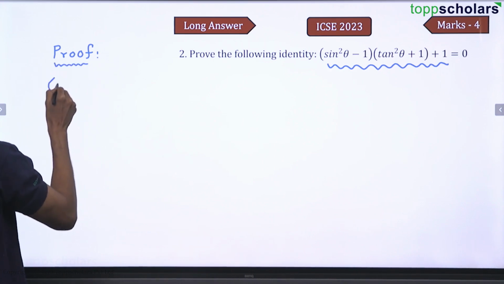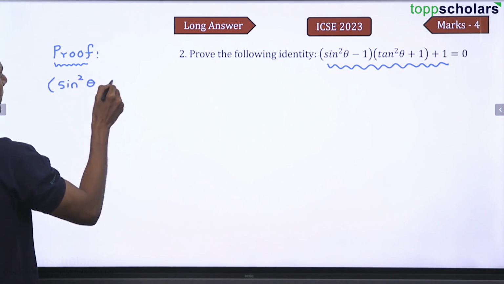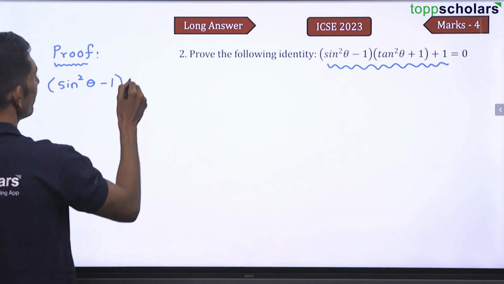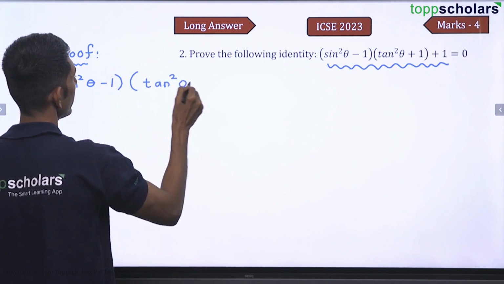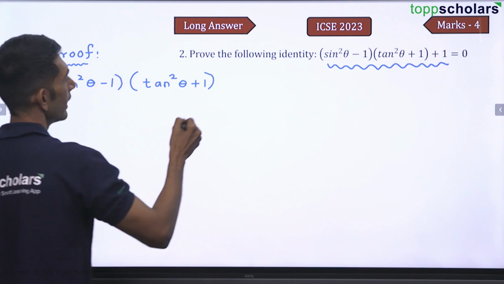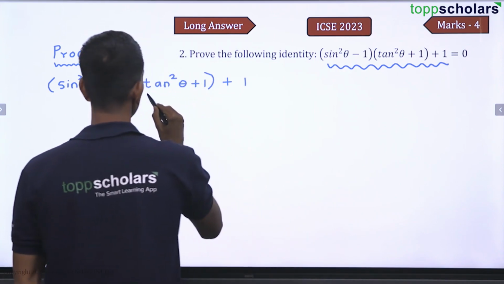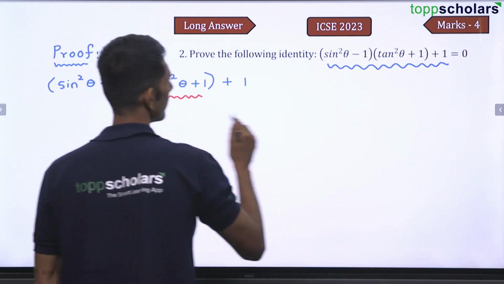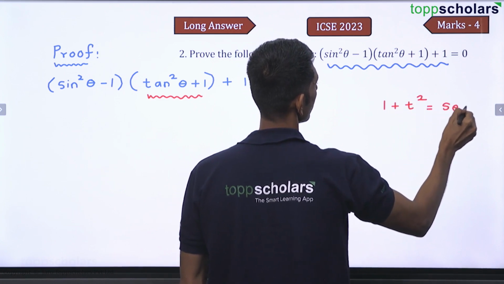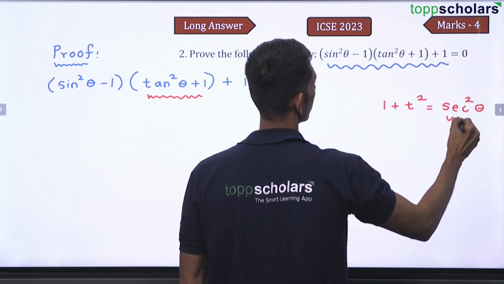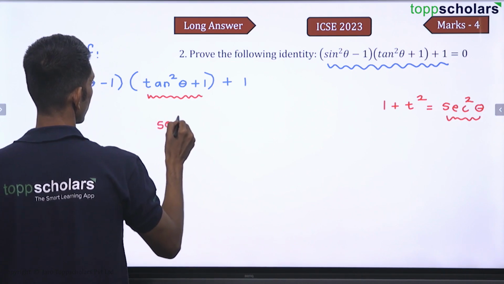So we have sine square theta minus 1, then we have tan square theta plus 1, and then we have plus 1, right? Now firstly, we already know that 1 plus tan square theta, this is straightforward, right? We know that 1 plus tan square theta is sec square theta. So here I can write down sec square theta, correct?